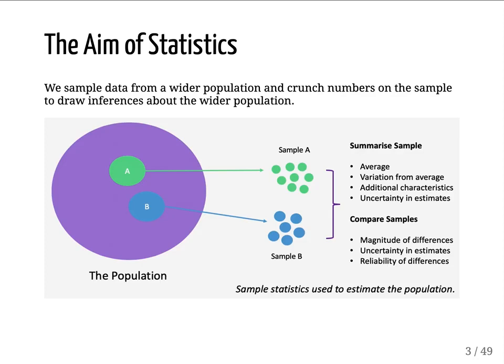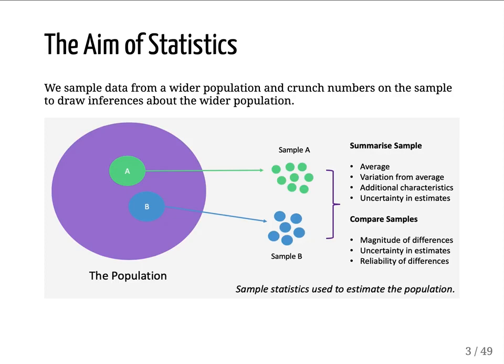Now, the way in which we're going to summarize any effects or any differences that we have in our sample is going to be using descriptive statistics, which are going to describe the effects in our sample. So what is the average? What's the variation from that? And then inferential statistics, which allow me to make a decision.